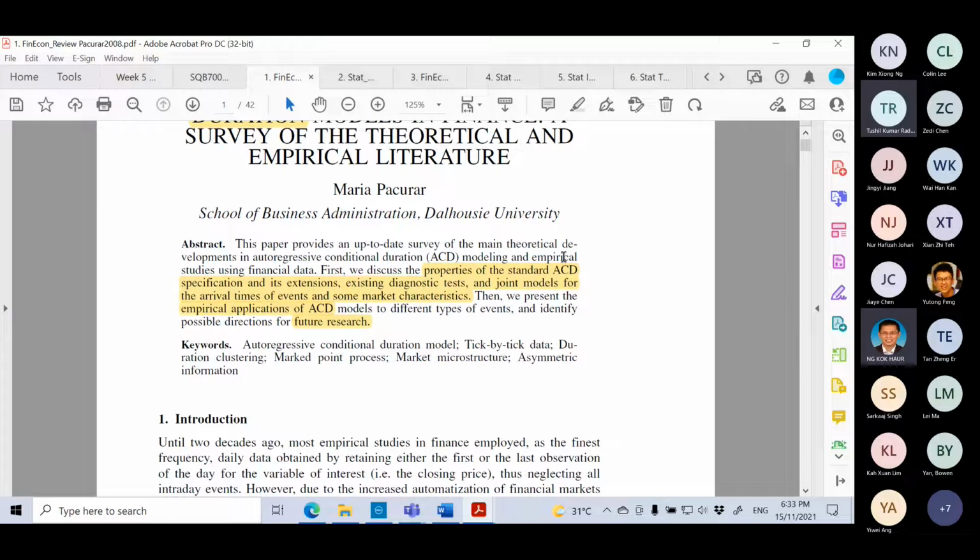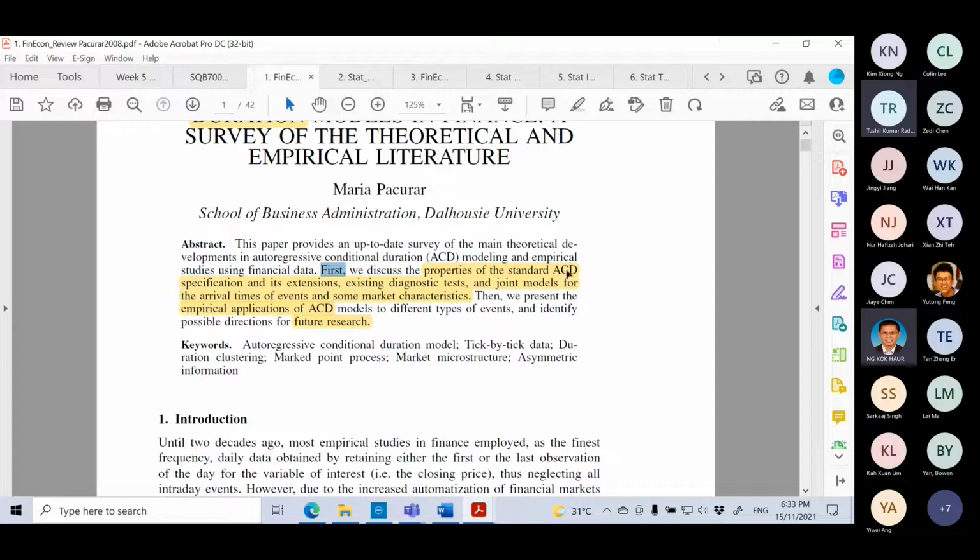So in the abstract, they will tell you that they will do the survey on this particular topic. It's called the ACD model. After that, what they have mentioned in the paper is that they want to discuss the existing properties of the ACD model. When you're talking about a financial model or any model, they will include the standard model and their extension, so that they have a group or family of the ACD model.